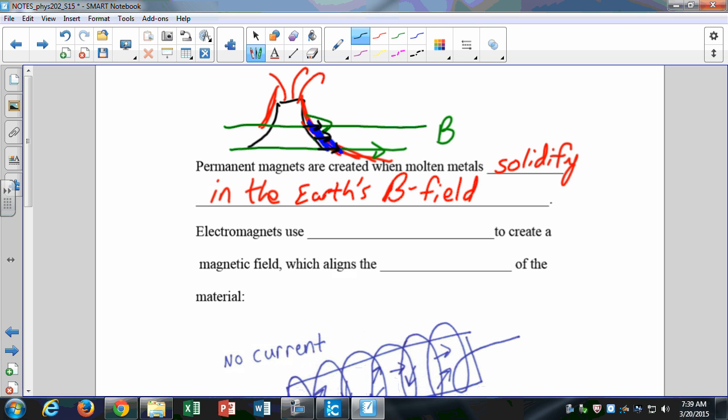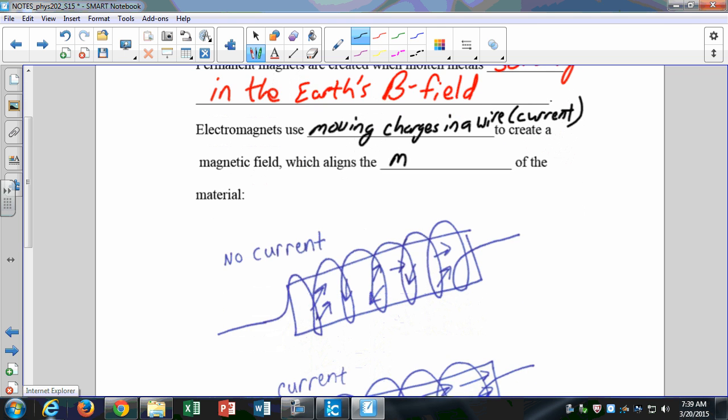You can also generate electromagnets. And electromagnets use moving charges in a wire. Right. That's just a fancy way to say a current. To create a magnetic field, and that aligns the magnetic domains in the material.